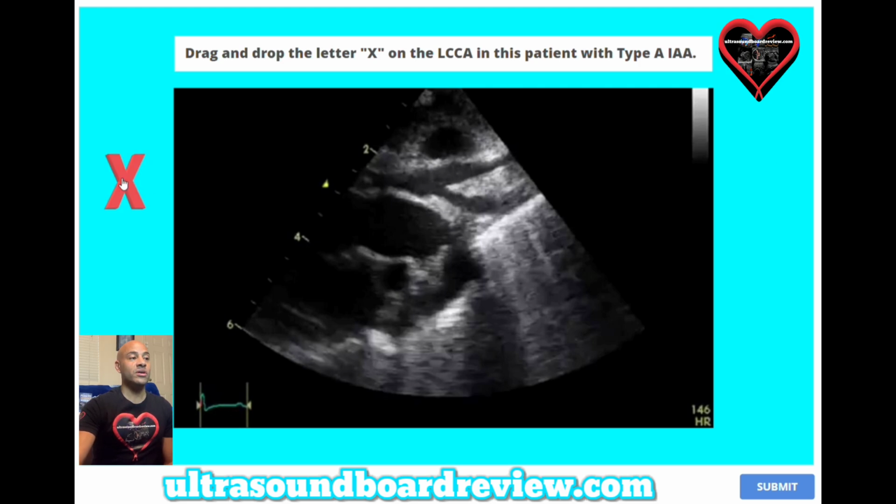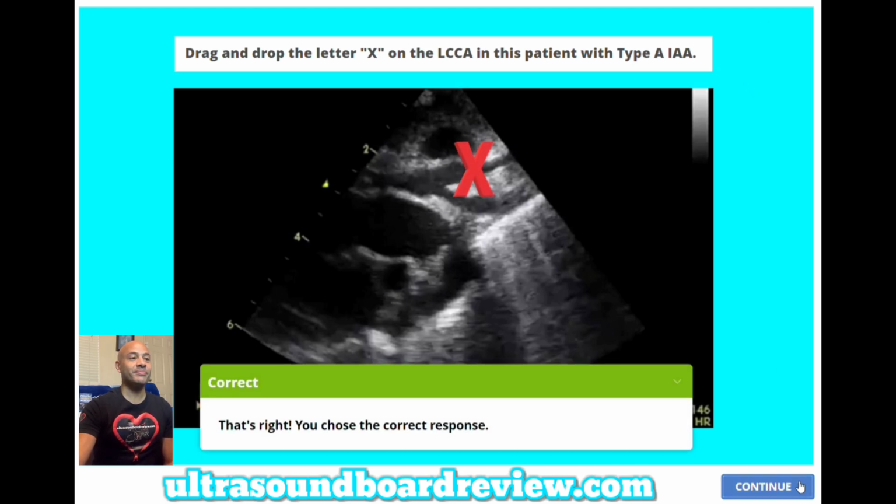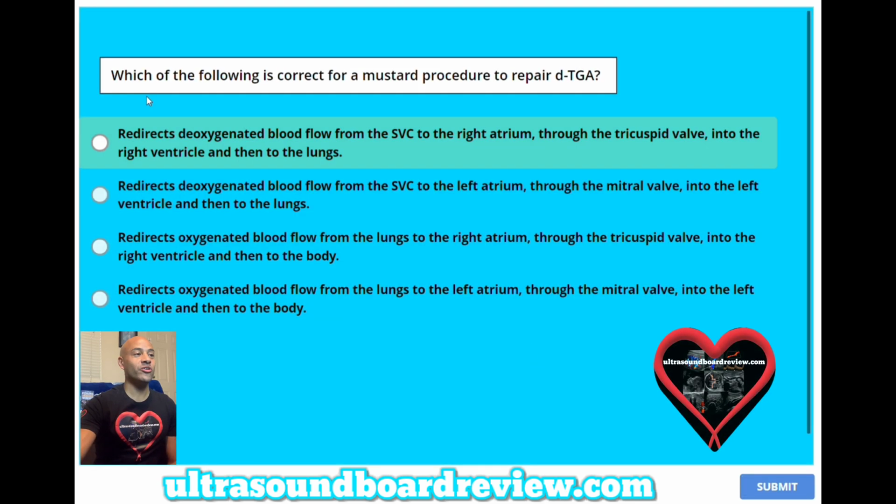The answer is right here. So this region here is the left common carotid artery. Question 103. Which of the following is correct for a Mustard procedure to repair detransposition of the great arteries?